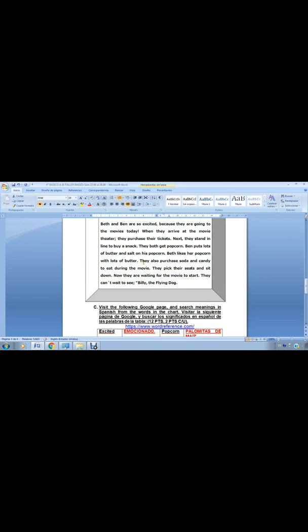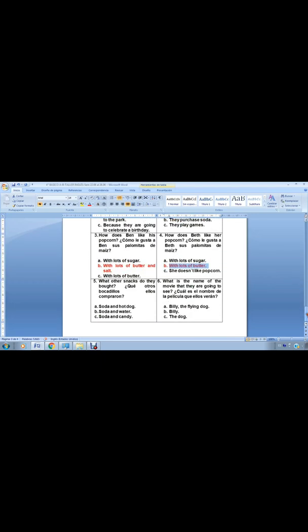It says, dice, they also purchased soda and candy. Ellos también compraron bebida o soda y dulces. So, entonces, the correct answer is letter C. La respuesta correcta es la letra C. Finally, question number 6, pregunta número 6, says, dice, what is the name of the movie that they are going to see?